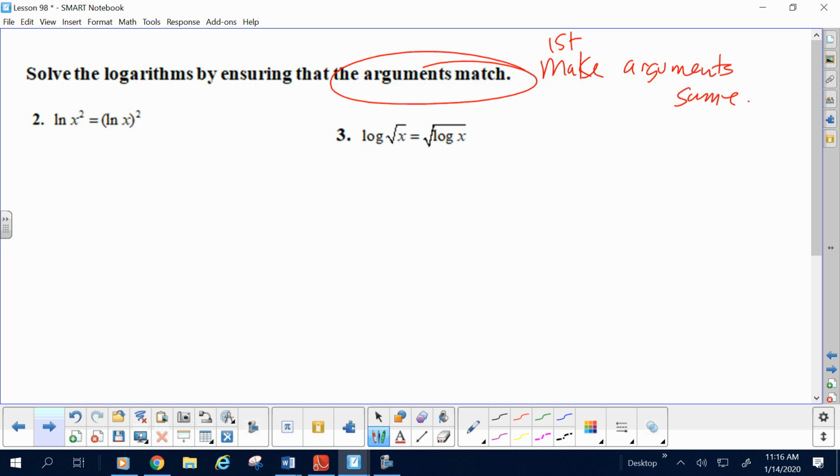Now this thing, how can I make those arguments the same so they're both natural log of the same thing? Exponent rules. What about the 2? Which of these 2's can be brought down? This one or that one? That one. The left one or the right one? The left. This one can be brought down.